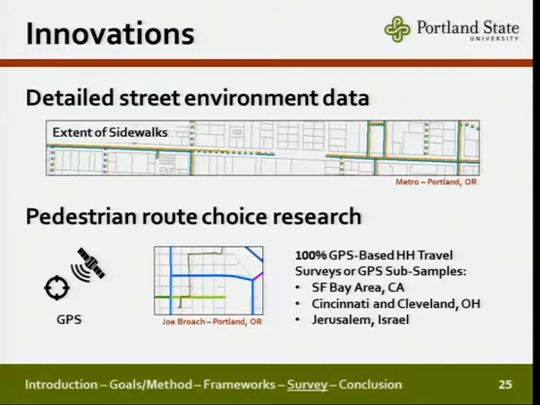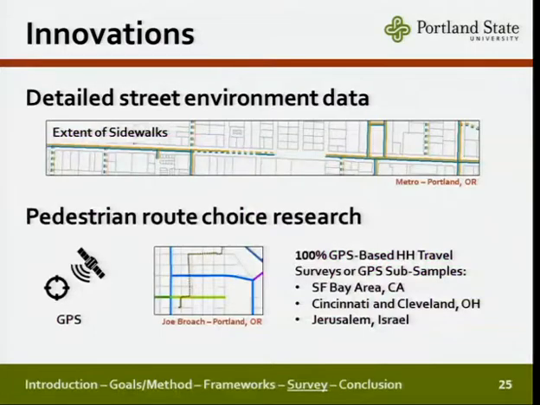So my colleagues, Jennifer Dill and Joe Broach, estimated Portland's bike route choice model here in Portland, and they collected GPS traces of people biking that were used to predict how willing people are to deviate from the shortest path based on facility characteristics. We could do the same thing for pedestrians, and in fact, our household travel surveys are actually catching up to providing some information that we can use to do that.